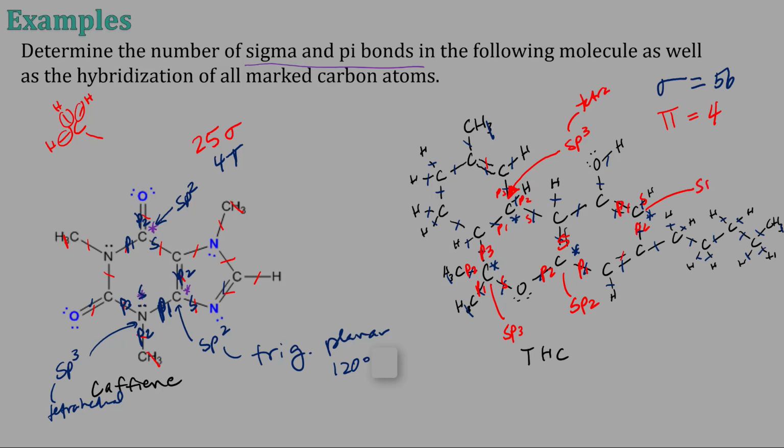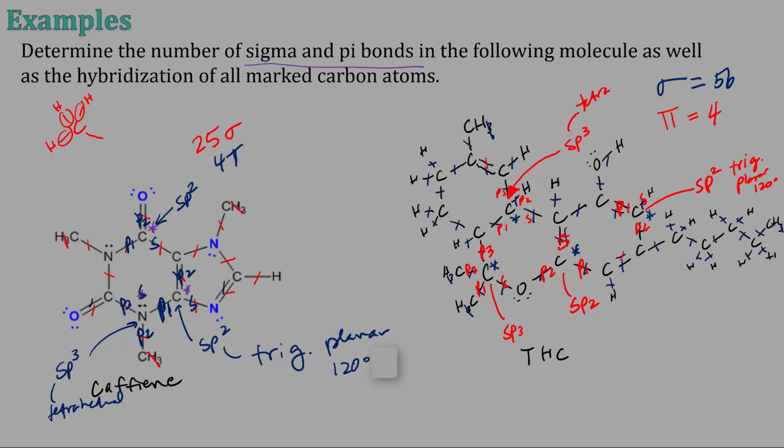And it doesn't matter where you start around that. You just make sure you cover all of them. The same with sigma bonds, pi bonds, all this stuff. So these sp2 are trigonal planar. It's 120 degrees. So that's pretty much it.